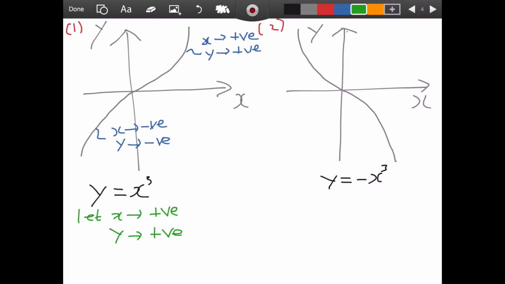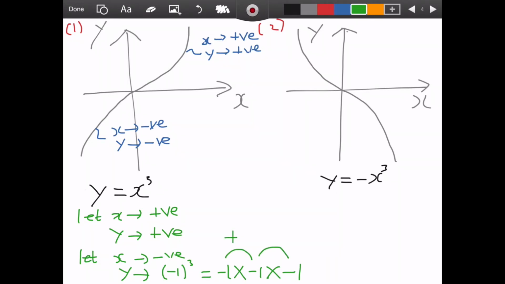But when x is negative, what is y? Let's check. If again we put in minus 1, minus 1 power of cube, it's equal to minus 1 multiplied by minus 1 multiplied by minus 1, right? Minus 1 multiplied by minus 1 is positive. Positive 1 multiplied by minus 1 is negative. So when x is negative, y is also negative. Am I right?